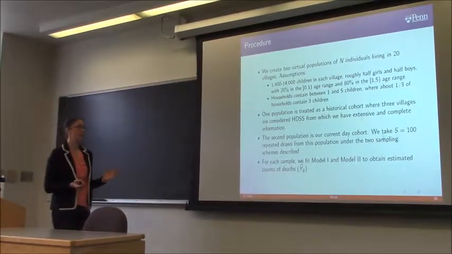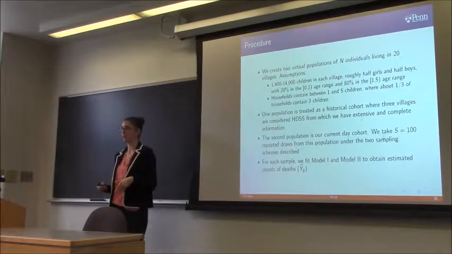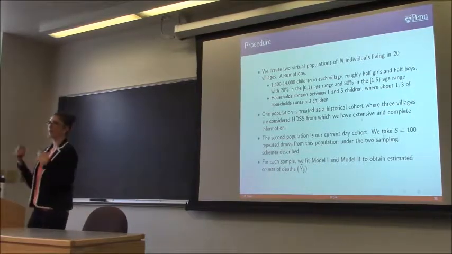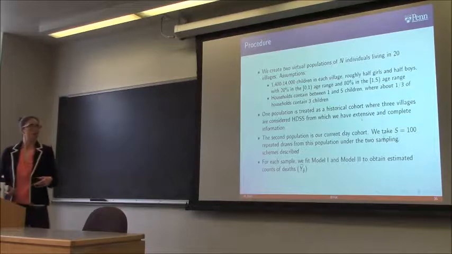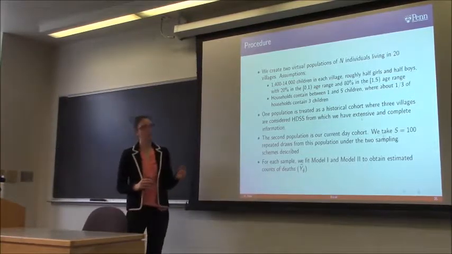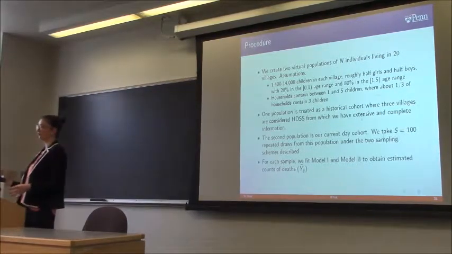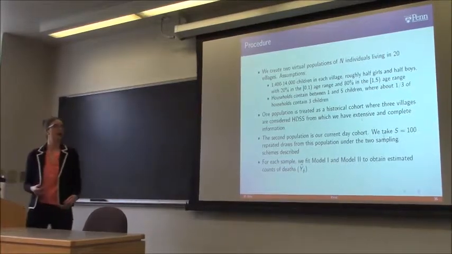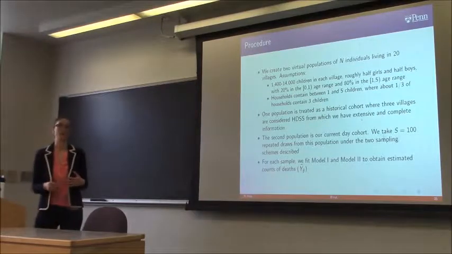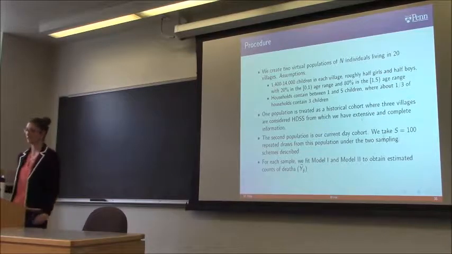Okay, so our pilot study procedure. What does this mean? I am going to create 2 virtual populations, one that I'll use to get the HDSS data from, and the other one will be the one we're sampling from. I'm assuming we only have 20 villages to simplify things a little bit. We'll assume that we have between 1,400 and 14,000 children in each village with a roughly 50-50 split between boys and girls, and only a fifth in the 0 to 1 age range. Households can contain between 1 and 5 children in our virtual population, and about a third of the households will contain 3 kids.